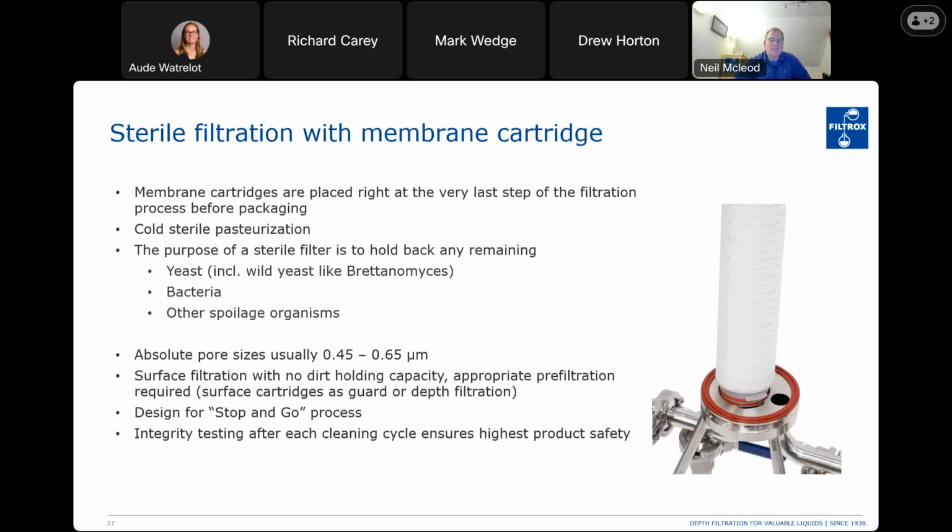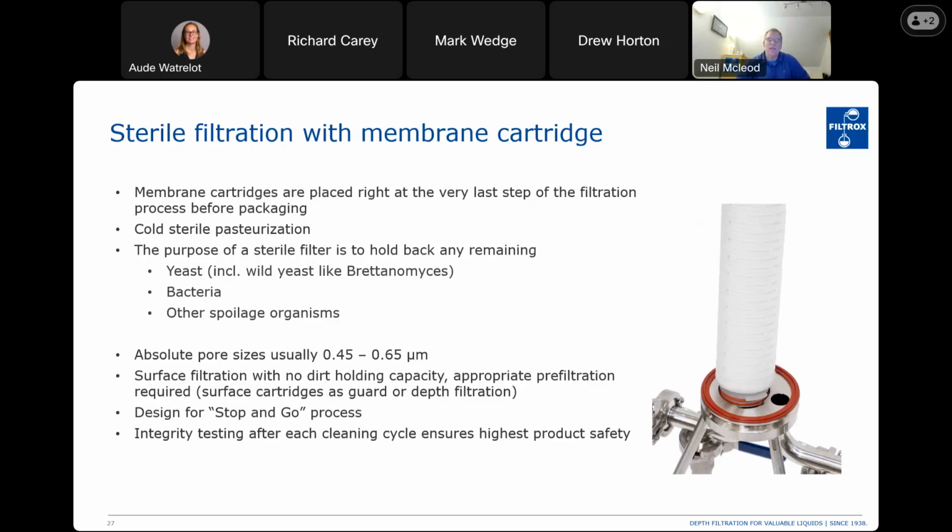And if your membrane blocks, then you look upstream to see what problems are occurring. So these are very useful when it comes to final packaging and ensuring the product is safe for bottling. Also, with membrane cartridges, you can integrity test them.